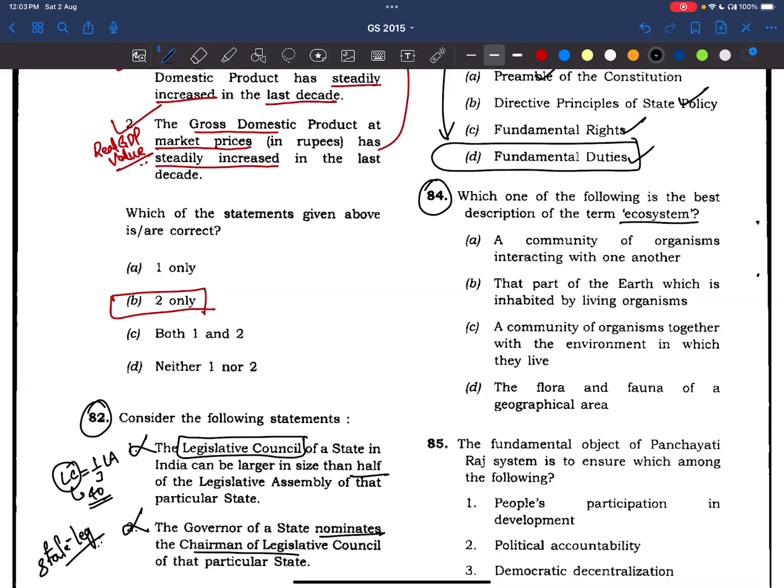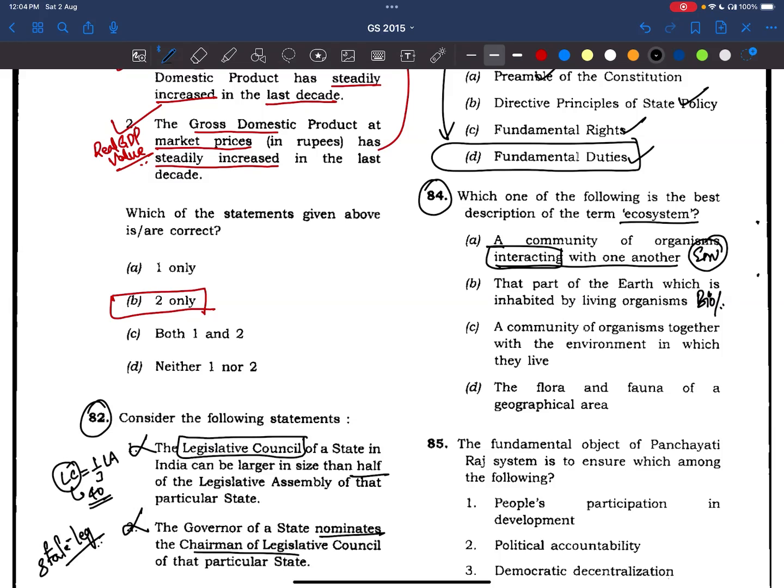The community of organisms interacting with one another. This option is partially correct: with one another, interspecies and intraspecies, but the environment is missing. See here, UPSC wantedly gave this statement as the first option. By reading this, we see interacting is given, so we will mark A as the answer. Now let's see the second statement: that part of Earth which is inhabited by living organisms. This is called the biosphere.